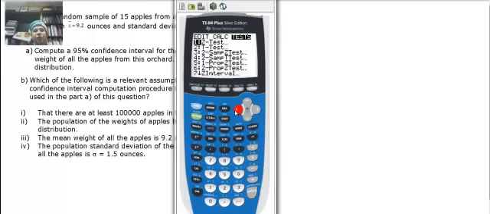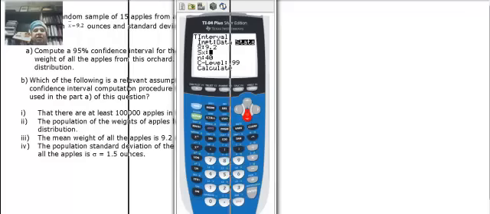Here I will use the T interval because I'm using the sample standard deviation, because population standard deviation is not available, right? Are we good, everybody? Julie? You said you use the T-interval because there's no population standard deviation given, right? Okay. So what's my sample mean here then? 9.2, right? Makes sense?